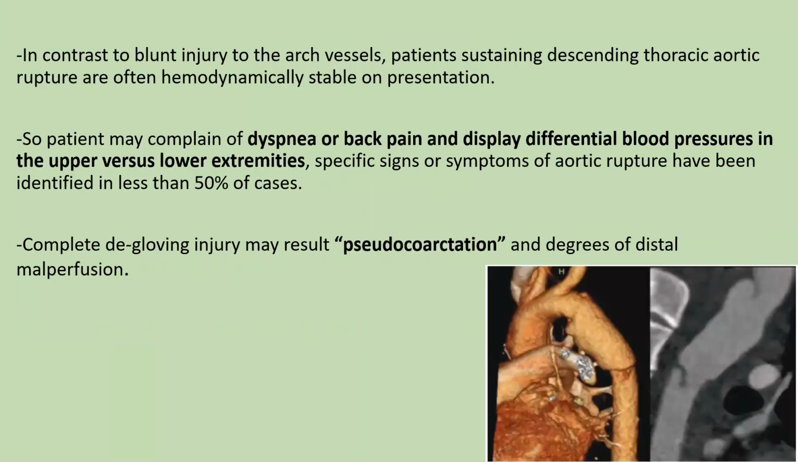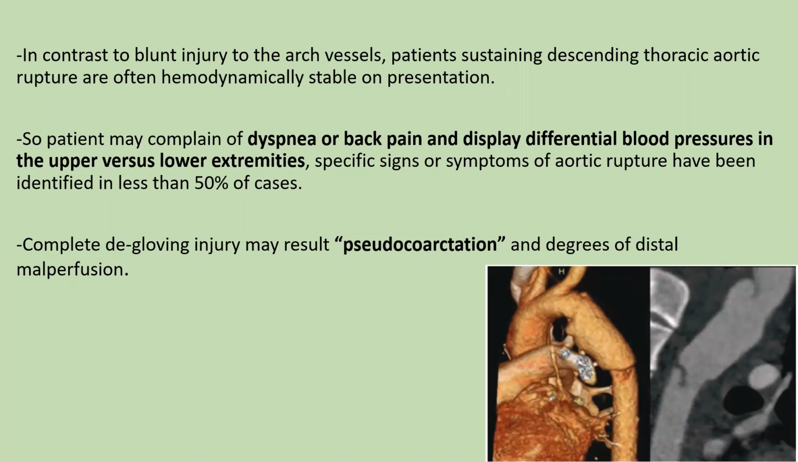In contrast to penetrating injury to the arch vessels, patients sustaining blunt thoracic aortic rupture are often hemodynamically stable on presentation. The patient may complain of dyspnea, back pain, and display differential blood pressure in the upper versus lower extremities. Specific signs or symptoms of aortic rupture have been identified in less than 50% of the cases.